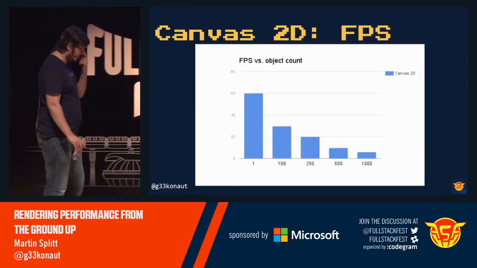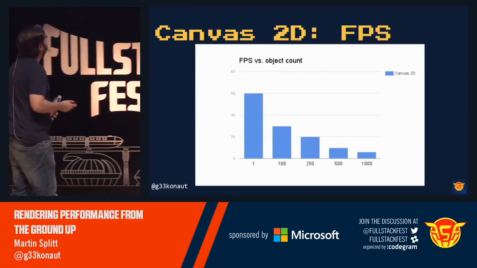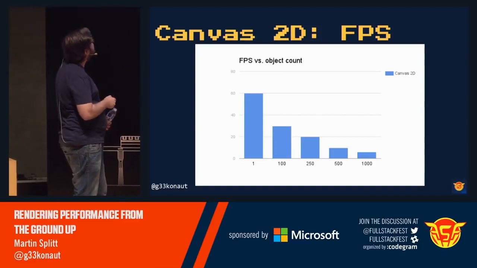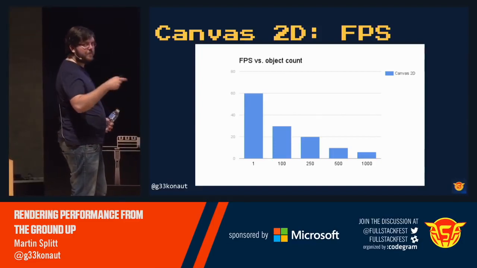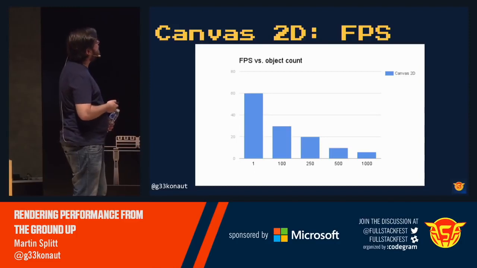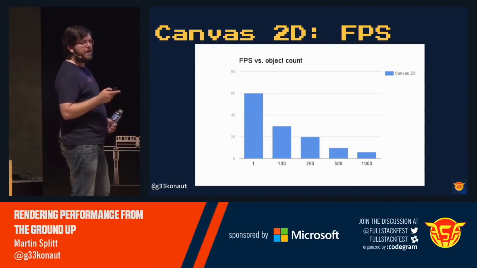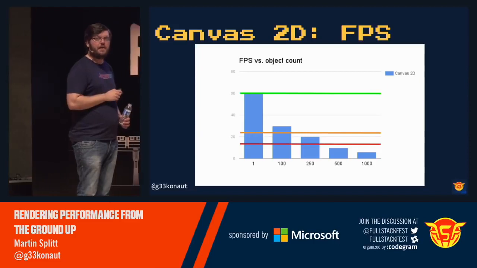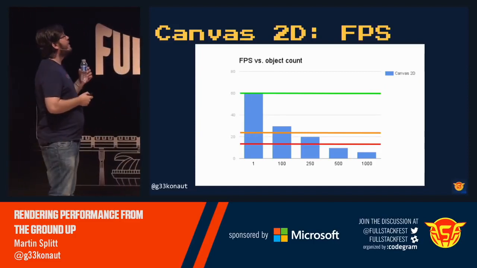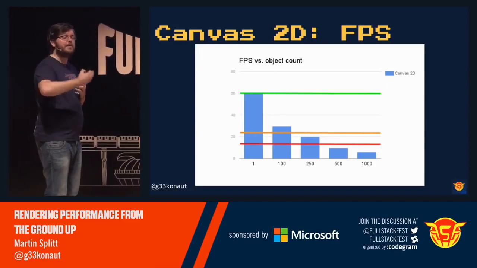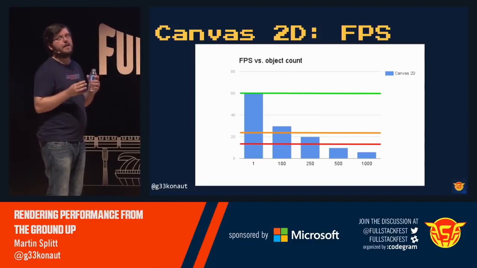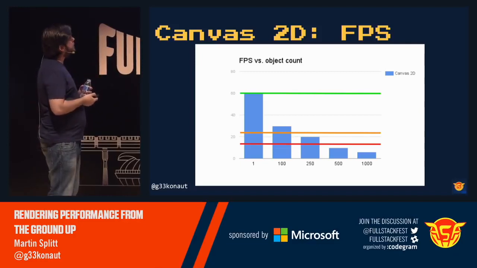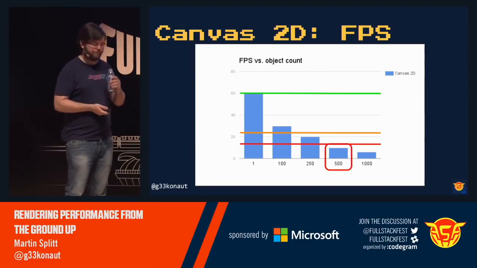But how does it look in terms of performance? Here we have the frames per second on the y-axis, and the number of times we draw the image on the x-axis. Just to keep in mind, the green line is what we want to hit. The orange and red lines are not very good. The red line in particular is the minimum we can do to make it look more or less like motion. So basically, from 500 elements on, we are a slideshow. Great.